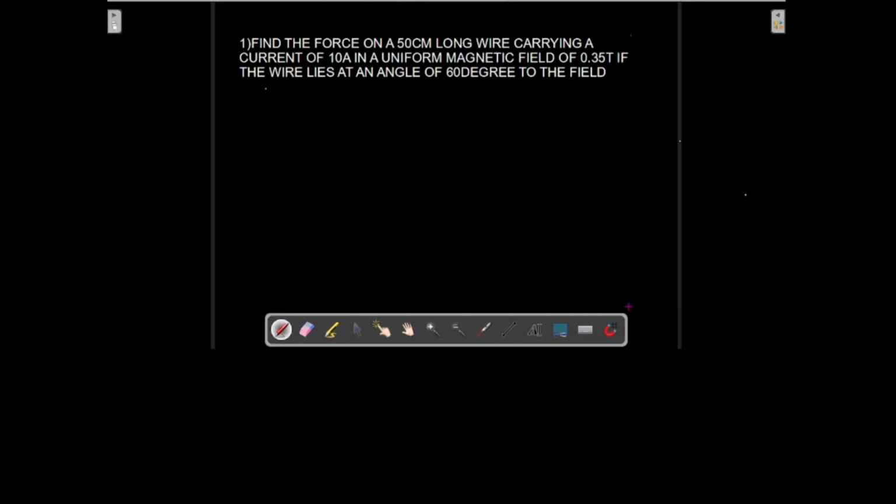So question 1 says, find the force on a 50 centimeter long wire carrying a current of 10 ampere in a uniform magnetic field of 0.35 Tesla if the wire lies at an angle of 60 degrees to the field. Alright, so this is a typical magnetism question. And how do we solve this question?